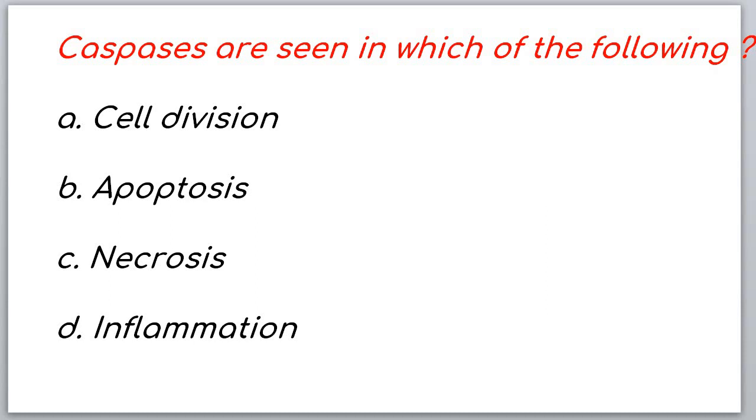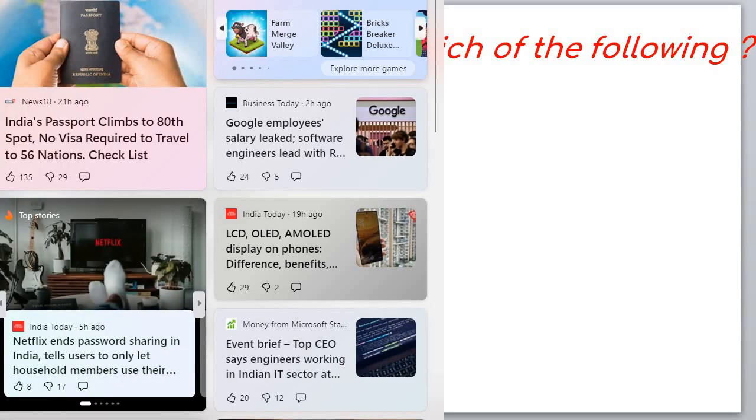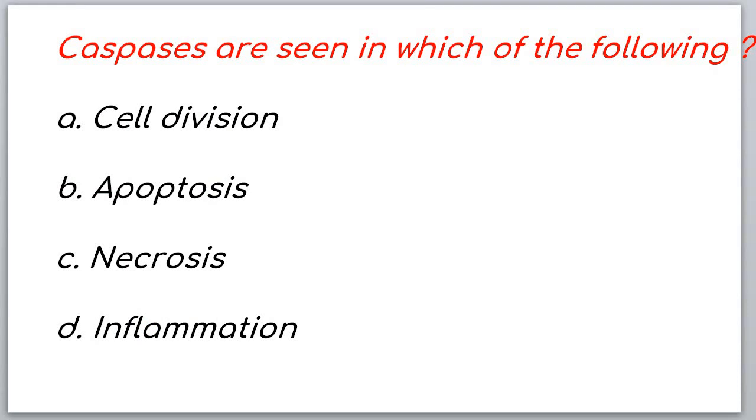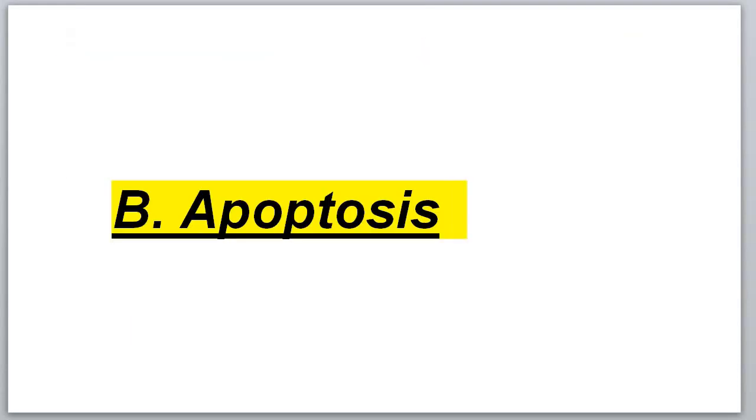Caspases are seen in which of the following? Option A, cell division. Option B, apoptosis. Option C, necrosis. Option D, inflammation. Option B, apoptosis, is the correct option.